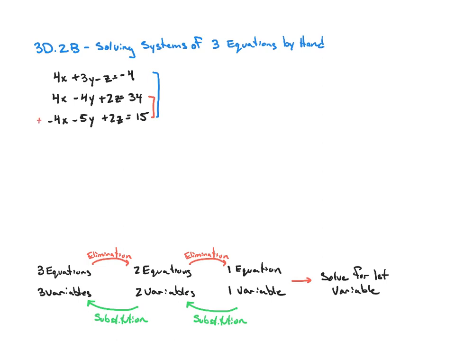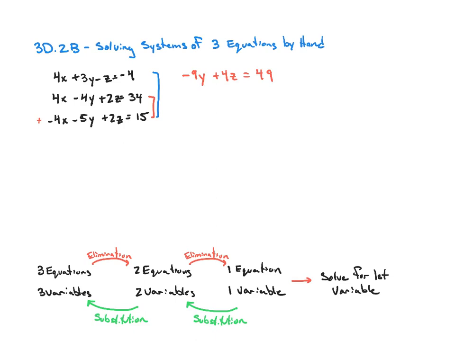And here's where you've got to be really careful with your algebra. My x's eliminate. I have negative 4y plus a negative 5y, which is a negative 9y. 2z plus 2z is a positive 4z, and you have 34 plus 15, which would be 49. Okay, so that's my first set of elimination. Good, I don't have an x anymore.